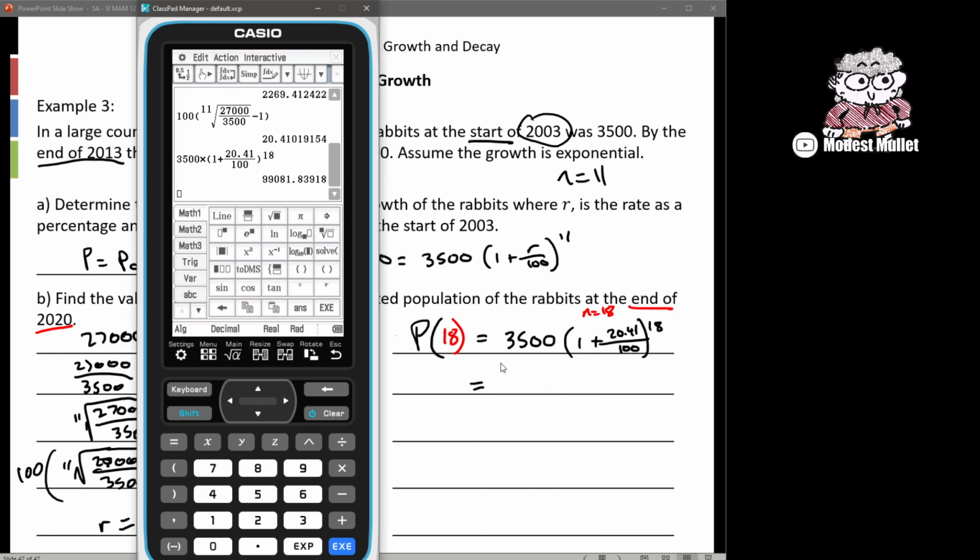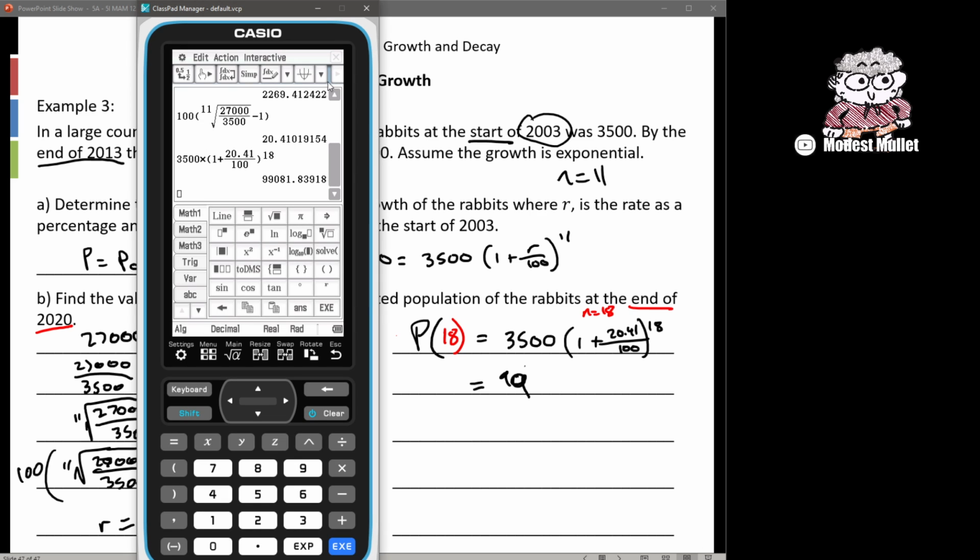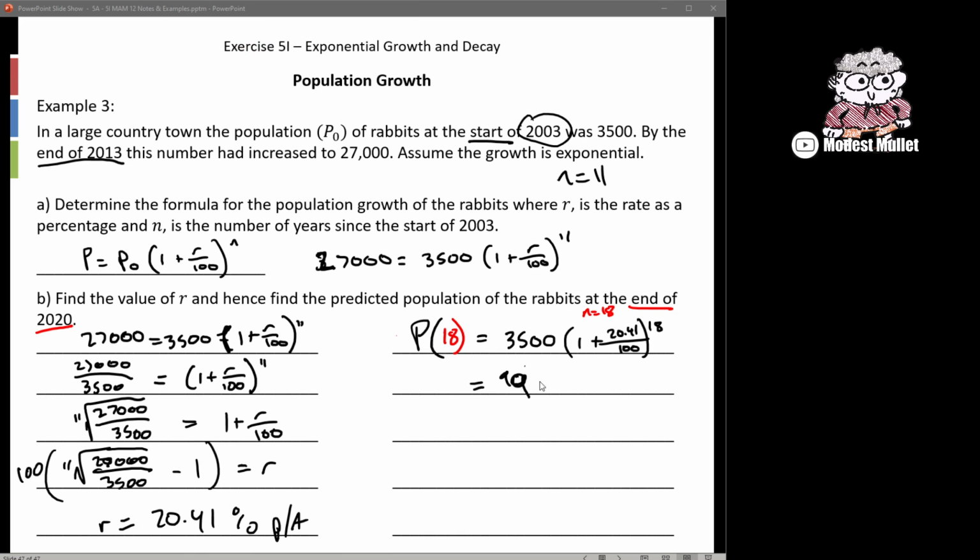Gives me 99,081.8. Again, this is a time where we need to think logically about whether we should round up or down. Can we have 0.8 of a rabbit? And technically, have we gotten that full rabbit by the end of 18 years? The technical answer is no. So it'd be 99,081.